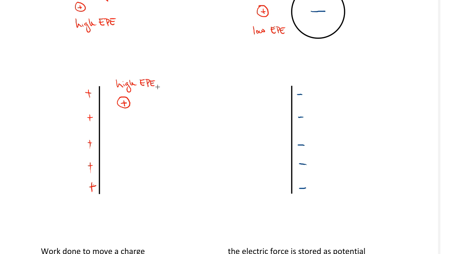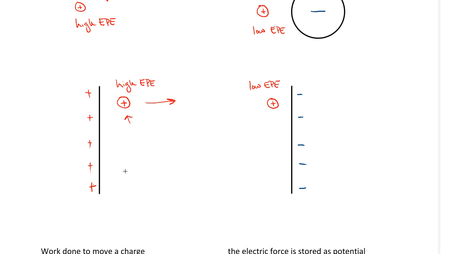So this is a high electrical potential energy setup, whereas over here, it would be low again. And once again, if I were to start over here and let the charge go, it would accelerate towards the right. What's happening there is the electric potential energy is being converted into kinetic energy.